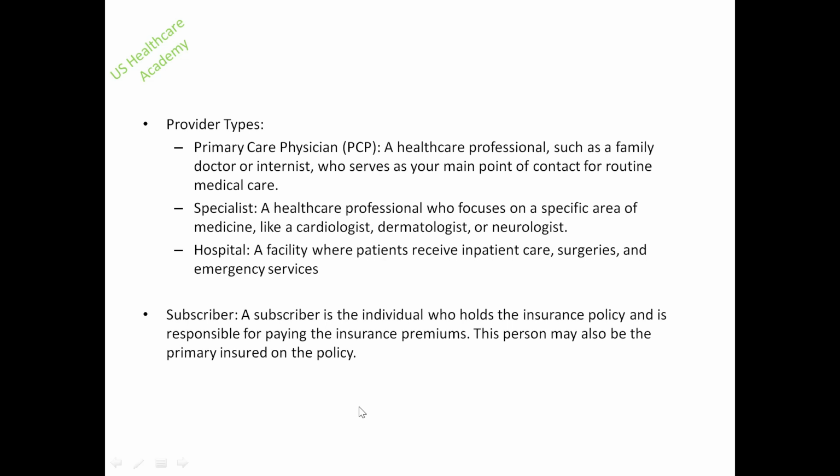Provider types. So we have seen what a provider is. Now, provider types. Primary care physician. A primary care physician is the doctor that you go to for your small problems, and you can call them your family doctors or internists.